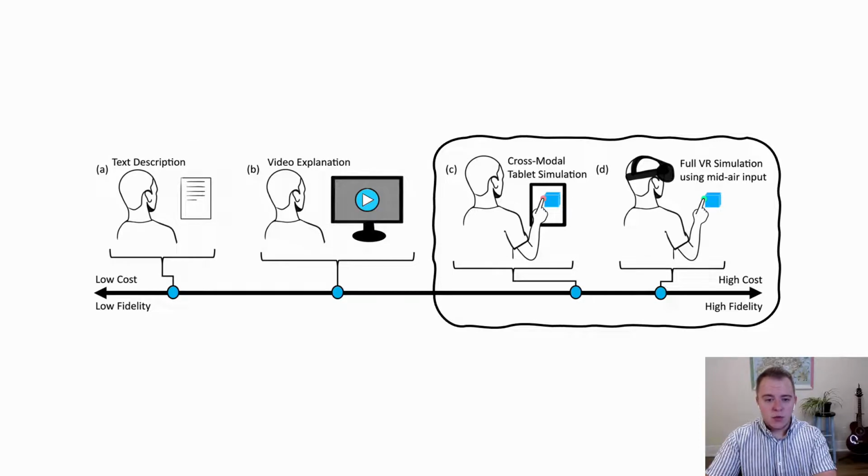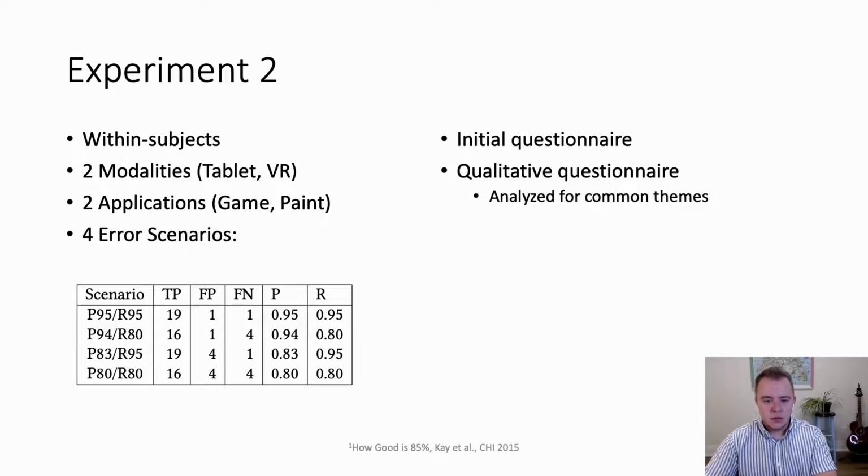For the second experiment, we wanted to qualitatively understand which aspects could not be communicated via a cross-modal tablet simulation. So we did this by directly comparing it to the full VR simulation that leveraged actual midair input. We ran the same protocol, but this time on just the 2 modalities, the cross-modal tablet version and the virtual reality version. But this time, as well as the initial questionnaire, we looked at qualitative metrics to specifically probe for differences between the 2 applications and modalities.